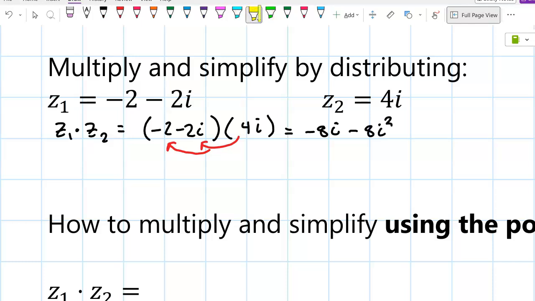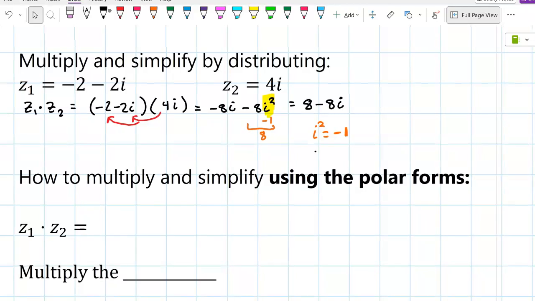And this is the point in our distributing where we have to do some remembering. Remember that i squared, whenever you get those, simplifies to -1. So then this becomes -1, which means this whole term becomes 8. And our final answer is 8 minus 8i. We could even think about where 8 minus 8i lives. If we just sketch a complex plane really quickly, it would live 8 units over here. Oh, too far. 8 units down there.